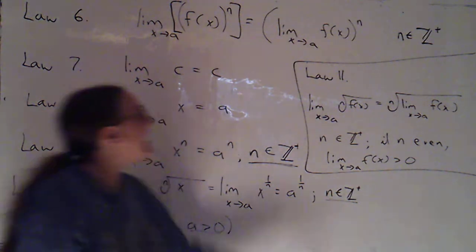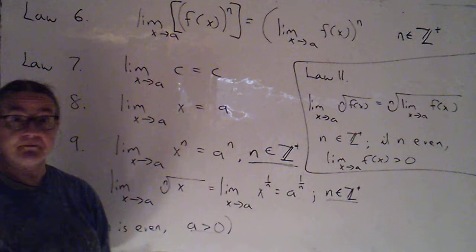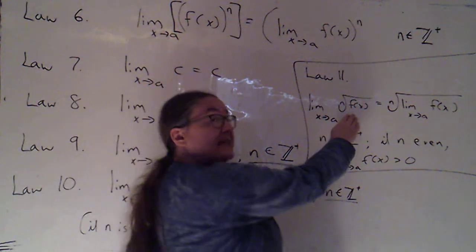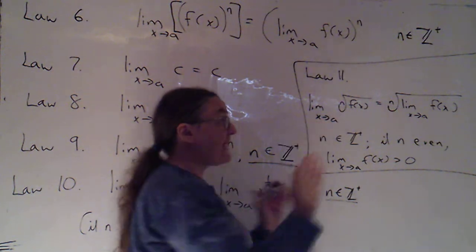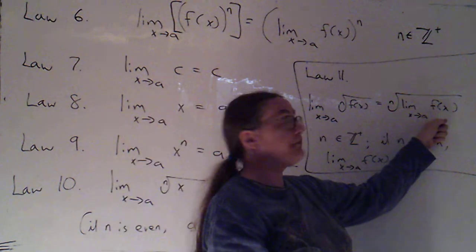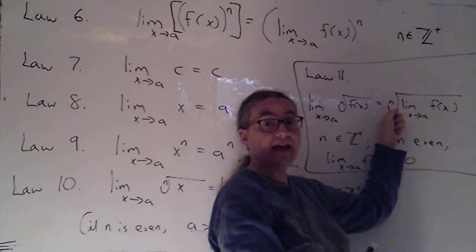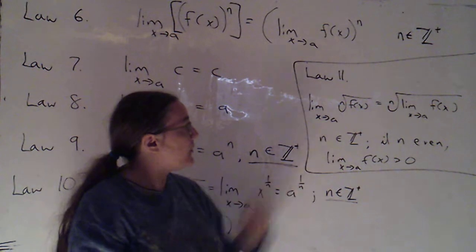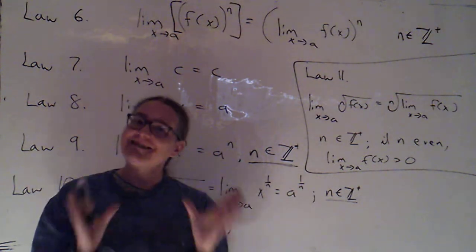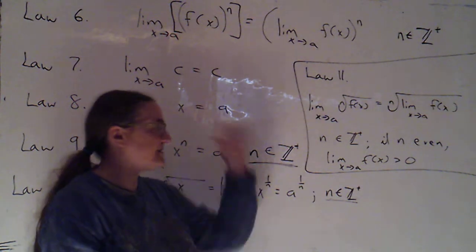Okay. Law 11 talks about taking roots. So here we're taking the nth root of a function and then taking a limit. That's going to be the same as taking the limit first and then taking the nth root of that. Now again, here they're specifying that this holds for positive integers. That is not to say that that's the only time that this is true, just that that's all they're telling us right now.